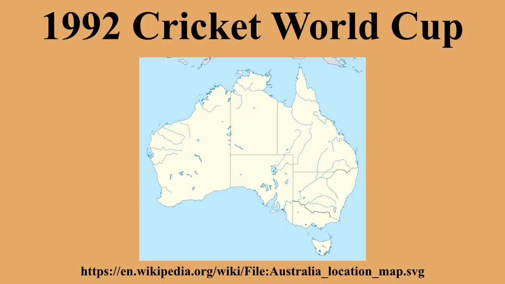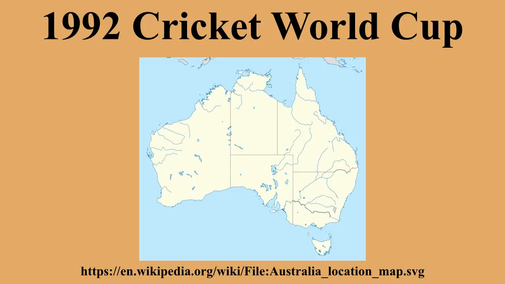The 1992 Cricket World Cup was the fifth staging of the Cricket World Cup organised by the International Cricket Council. It was held in Australia and New Zealand from the 22nd of February to the 25th of March 1992, and finished with Pakistan beating England in the final to become the World Cup champions for the first time.